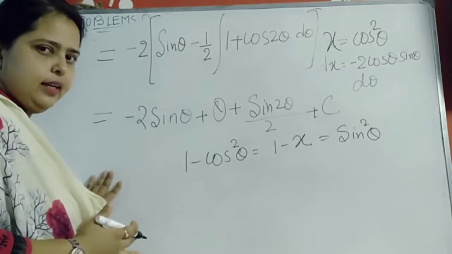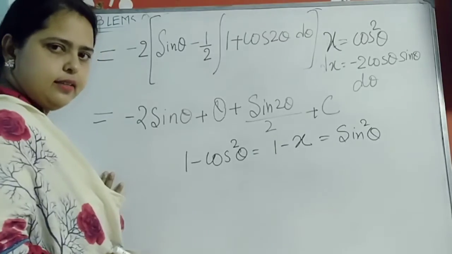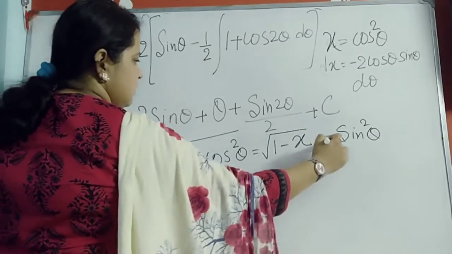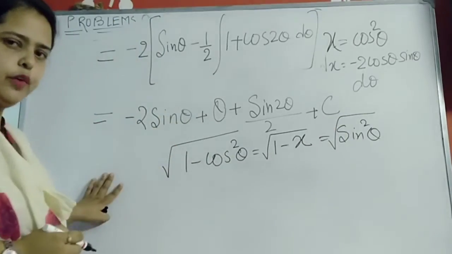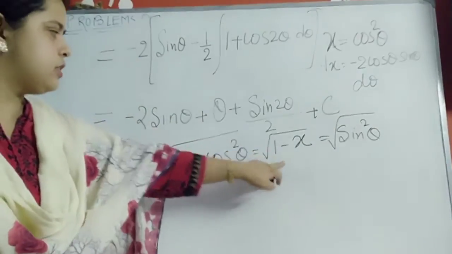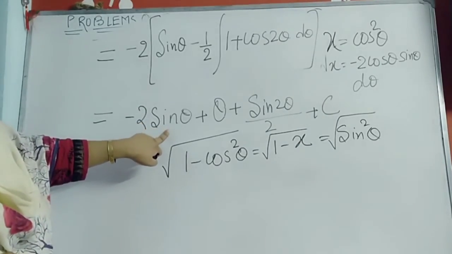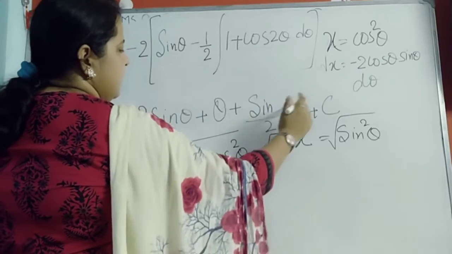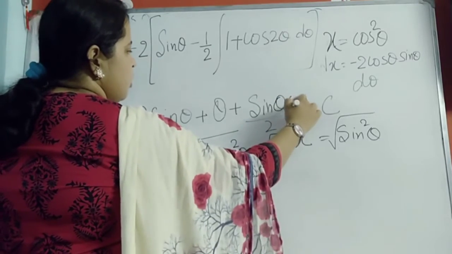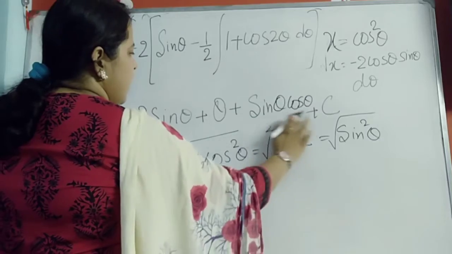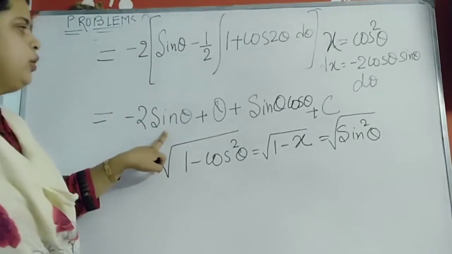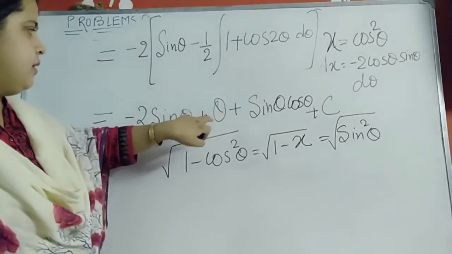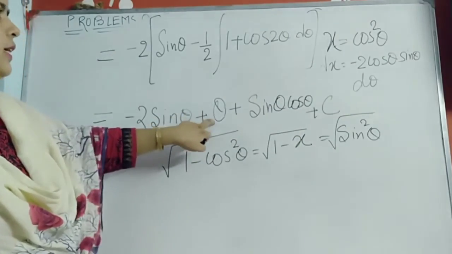So what is sin theta then? It will be root over of 1 minus x. So I am going to substitute this root over of 1 minus x here. In the part sin 2 theta by 2, we can write sin theta cos theta, and the 2 will cancel. So you know what is sin theta, you know what is cos theta, you will be substituting here. And the last but not the least, this is theta.